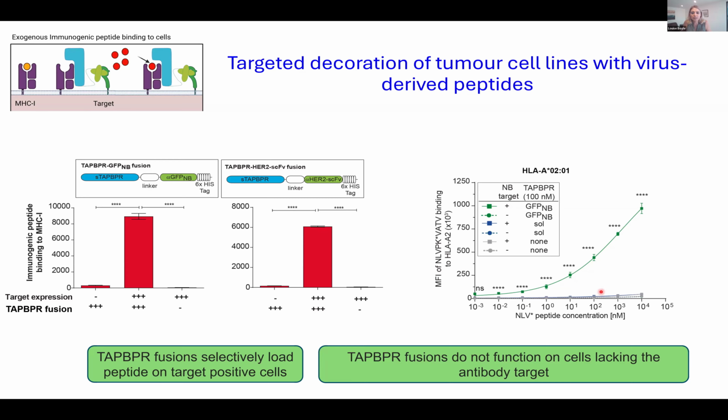We can load peptides when we pre-treat cells with TAPBPR fusion proteins for just 15 minutes, followed by incubation with peptide for 15 minutes. We actually see an incredible amount of peptide loading onto the tumours. This means we can really dial down the amount of peptide needed to decorate tumours with peptides. So really we can go down to the picomolar levels and hopefully still manage to achieve decoration of tumours with peptides.